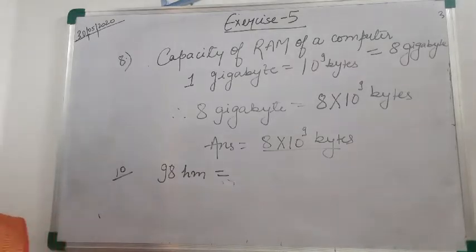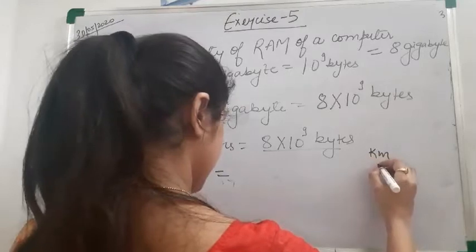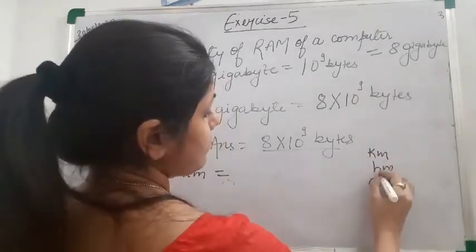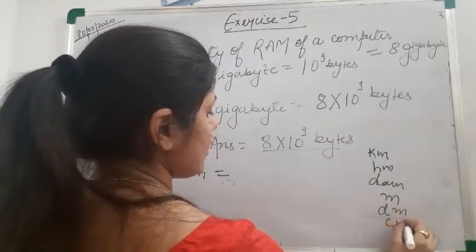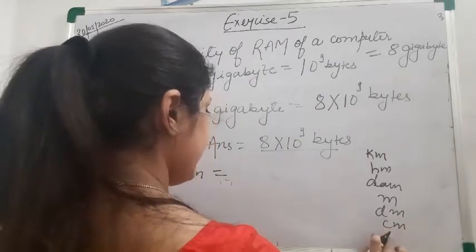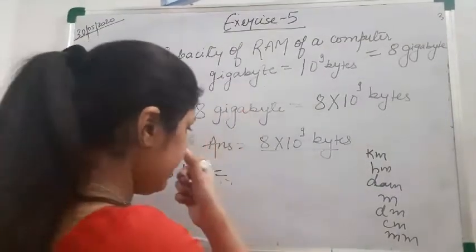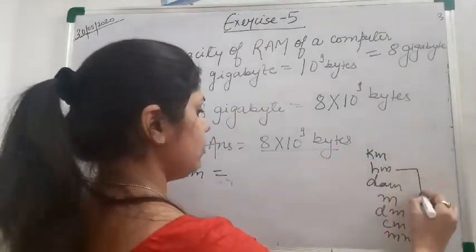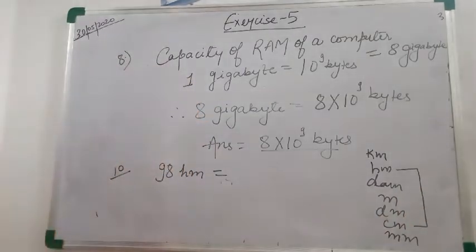You know the table? You all know the table? No. So first is what? Kilometer. Then comes what? Hectometer. Then what comes? Decameter. Then meter. Then decimeter. Then centimeter. And then comes millimeter. Isn't it? So this is the thing. So you have to convert hectometer into centimeter. You will multiply.